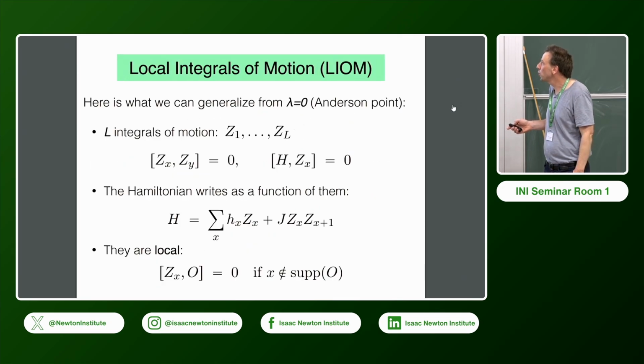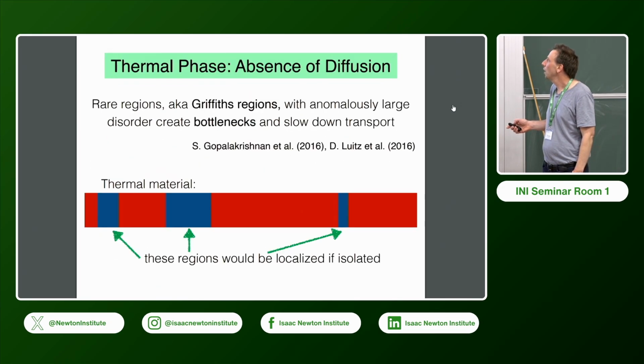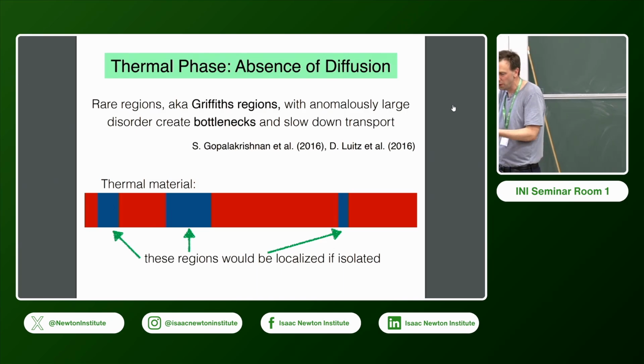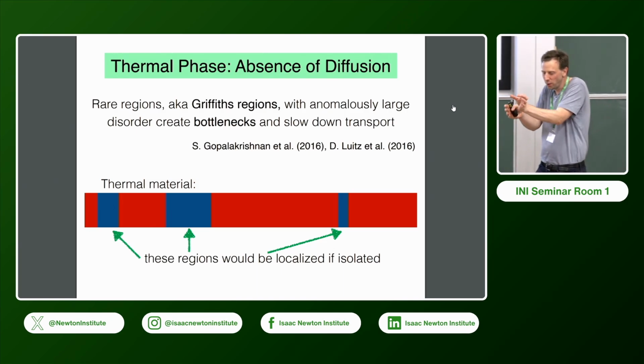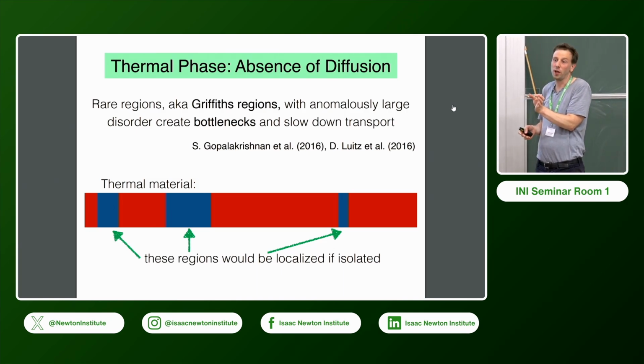And because of those disorder fluctuations, we end up with pieces of the material that I have shown in blue here, where if they were isolated from the rest of the system, if they were taken alone, they would be in the other phase. They would be in the MBL phase. So globally the system is in the thermal phase, but if you isolated this small piece, it would be in the localized phase, okay?